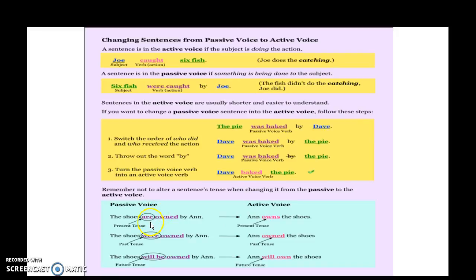Last one down here. The passive voice, the shoes are owned by Ann. Ann owns the shoes. The shoes were owned by Ann. And again, look at, these are all to-be verbs. Are, were, will be. Those are to-be verbs. Now here's the active voice. Ann's the one who owns the shoes. Ann owned the shoes. Ann will own the shoes. She's the one that's doing the action to the direct object.